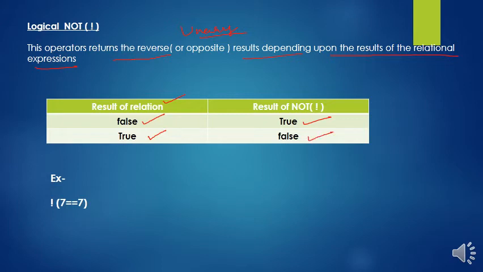For example, here the relation is 7 is equal to 7. The condition is true. So when your relation gives the result true, then NOT true means it will reverse the value and it will give the result false. So logical NOT works as an inverter.